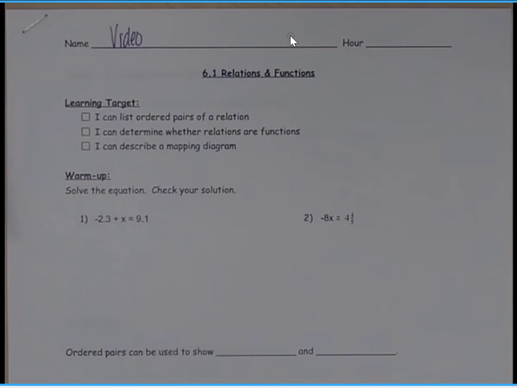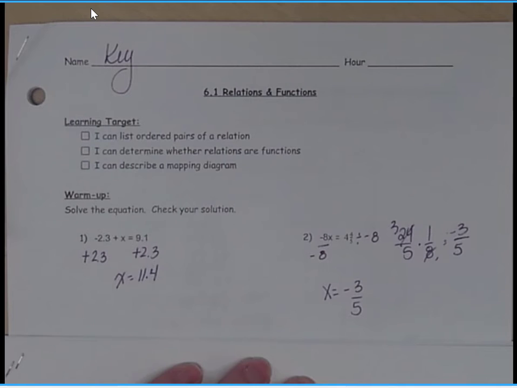All right, go ahead and do your warm up. Hit pause when you're done, come back and check your work. For 1, you should have ended up with x equals 11 and 4/10. And for 2, remember, if it's a fraction, keep it as a fraction. X equals -3/5.